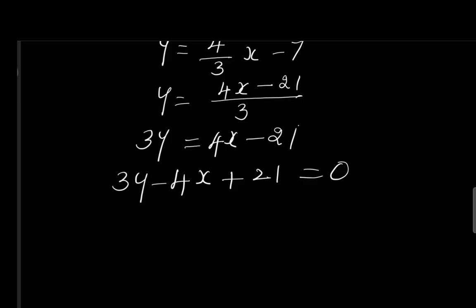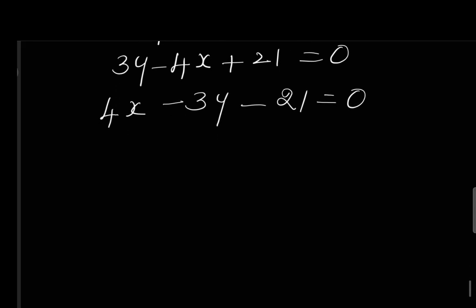See, when you have the equation, you have to keep always the x coefficient as a positive term. So what you do, you change the sign. So minus 4x becomes plus 4x. Take 3y as minus 3y, minus 21 equal to 0.